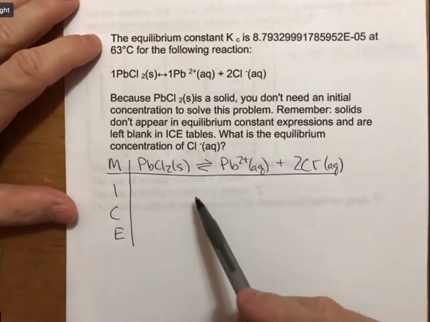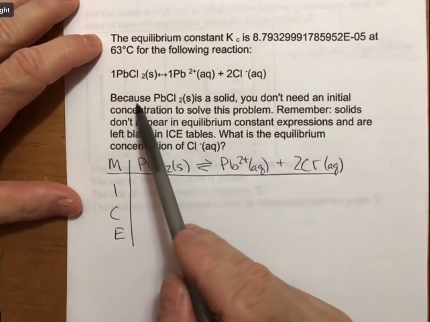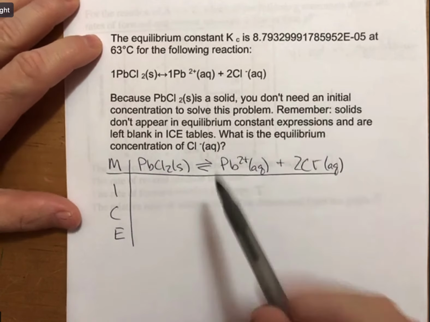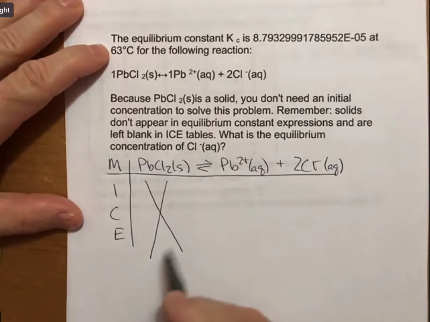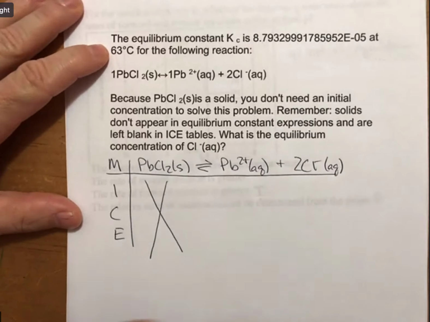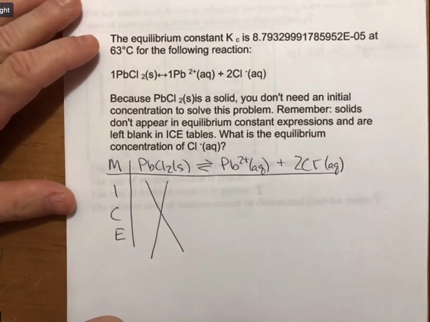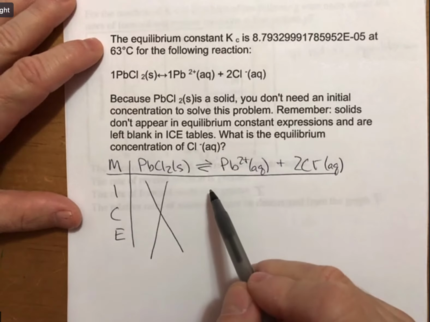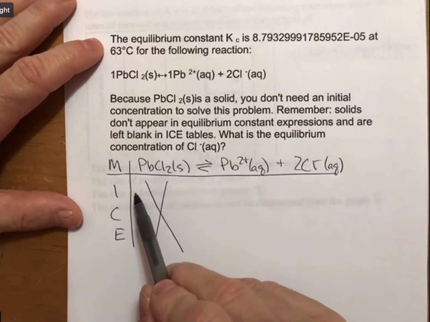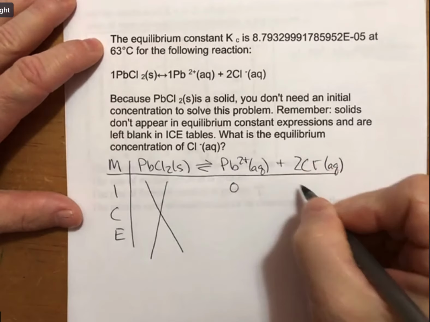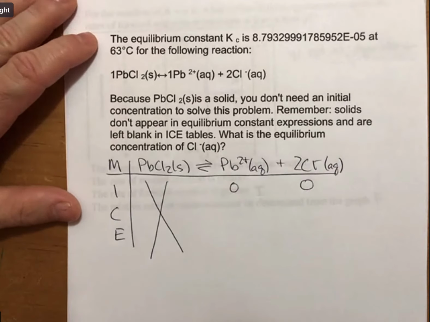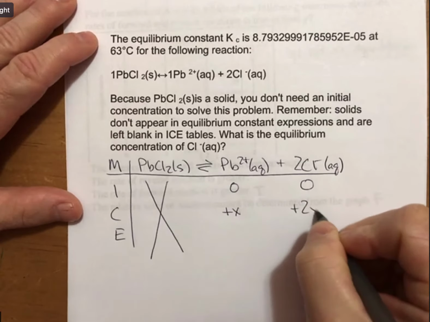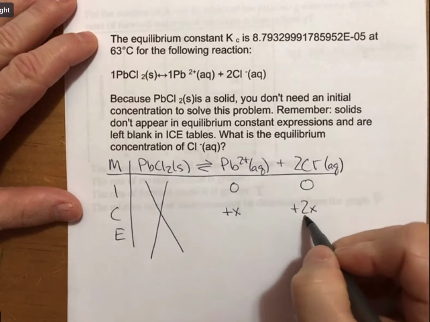All right, so this note here, because lead 2 chloride is a solid, you don't need an initial concentration to solve this problem. Remember, for solids, we just put a big X to remind us never to write anything else there. Now we know that our initial concentrations are typically 0, and that's true. And our changes are plus X and plus 2X, because we have a 2 coefficient.